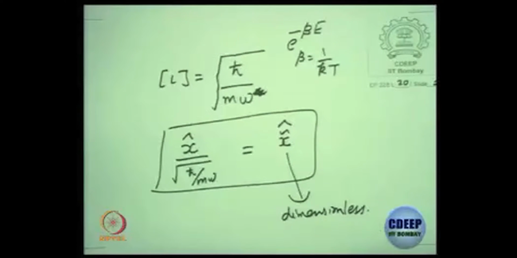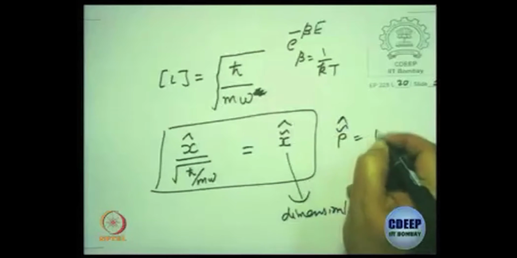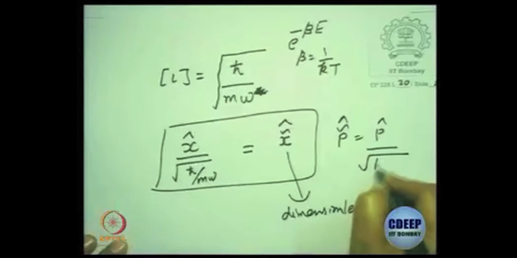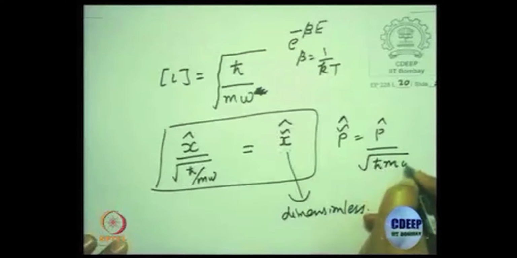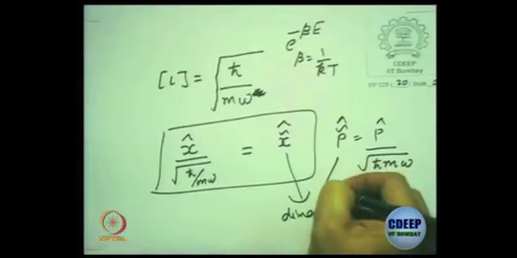Okay. Can we do a similar thing for momentum? Can you find a unit using h cross, m, omega which can give you momentum? P tilde hat will be P hat divided by root h bar m omega. So this is also dimensionless.